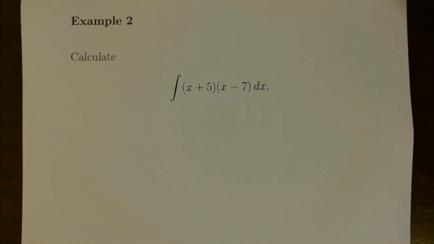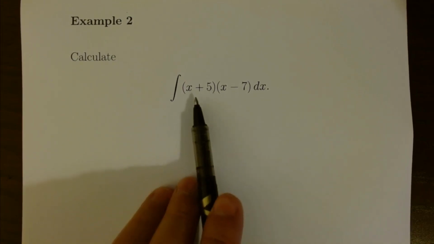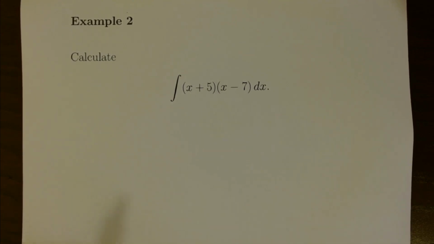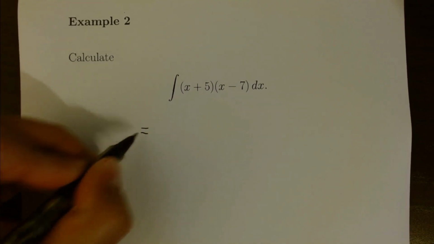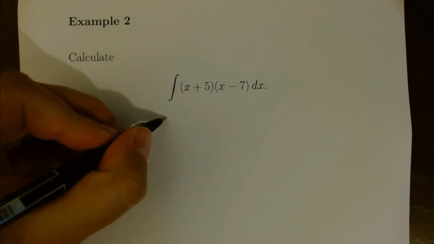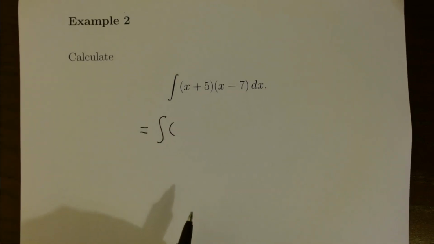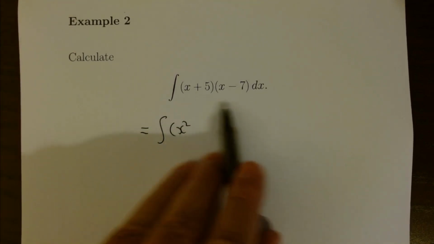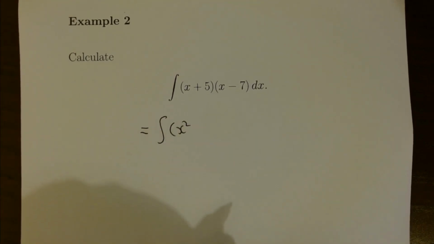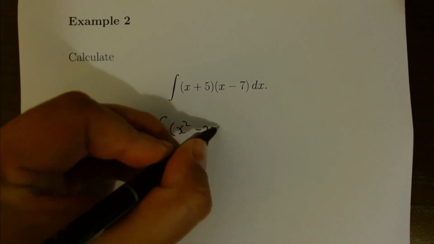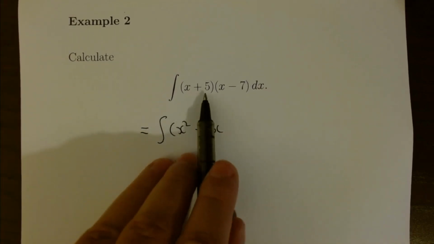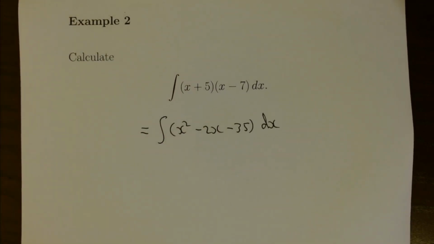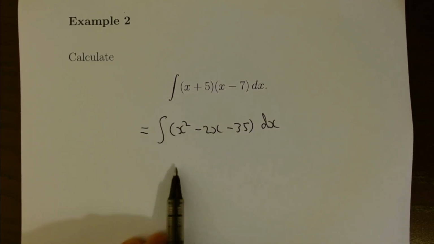Okay, example number 2. Here we want to integrate this double bracket, and the first thing we have to do is to expand the brackets before we can integrate. So that equals the integral, and now we expand it, get x squared minus 7x plus 5x, that's minus 2x, and then minus 35. And now that it's been expanded, we can just integrate it term by term.